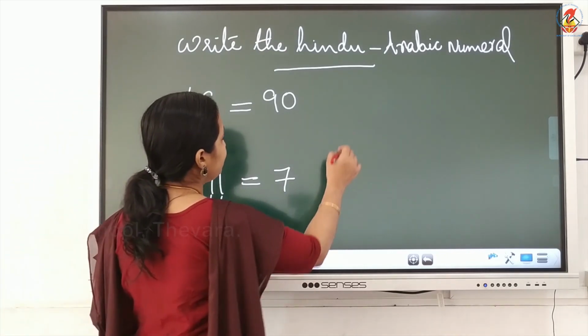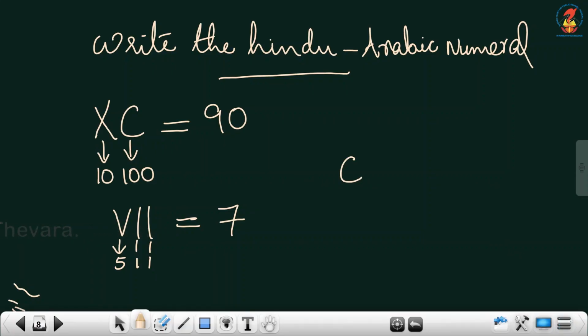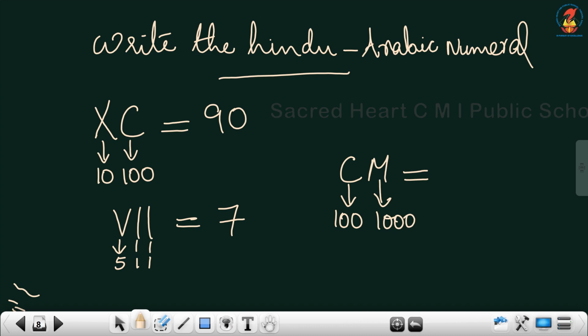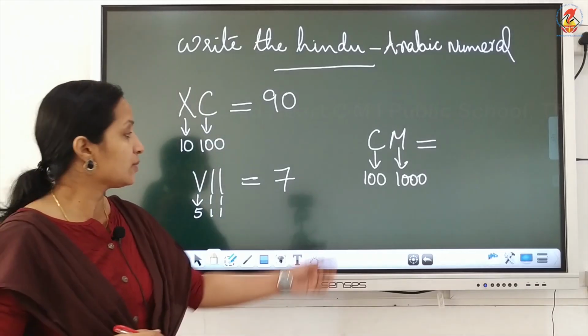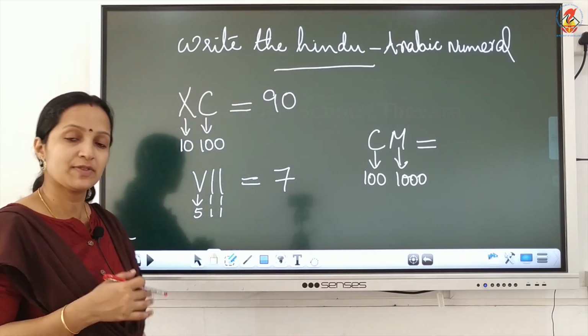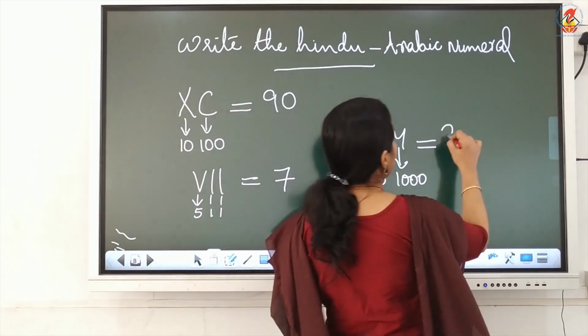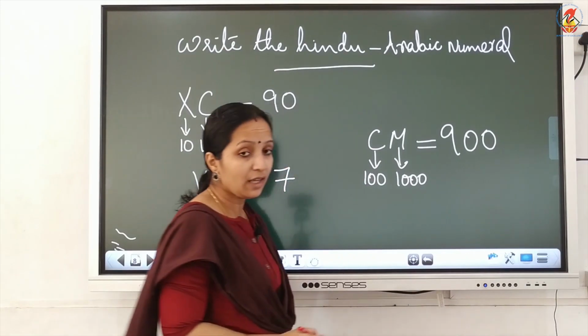One more example. Suppose the question CM. Okay, how will we write CM? CM means what? We know that C is 100, M is 1000. Okay. And I had already told you, which is the bigger number, 1000 or 100? 1000 is the bigger number. If a smaller value is on the left side, you have to do subtraction. So 1000 minus 100, what is the answer? 900. So CM is used for representing 900.